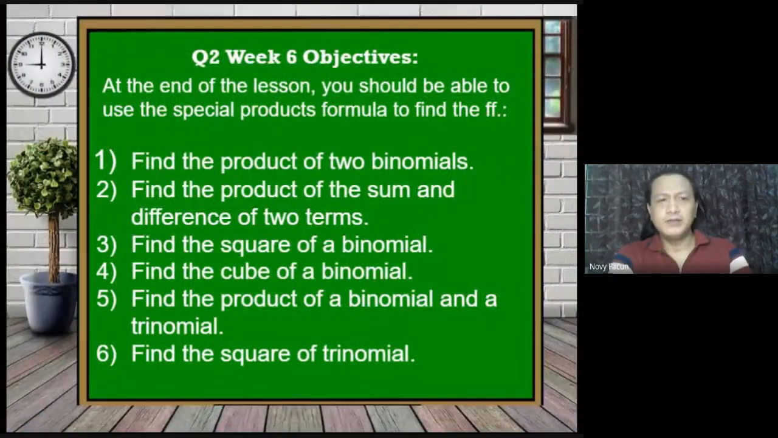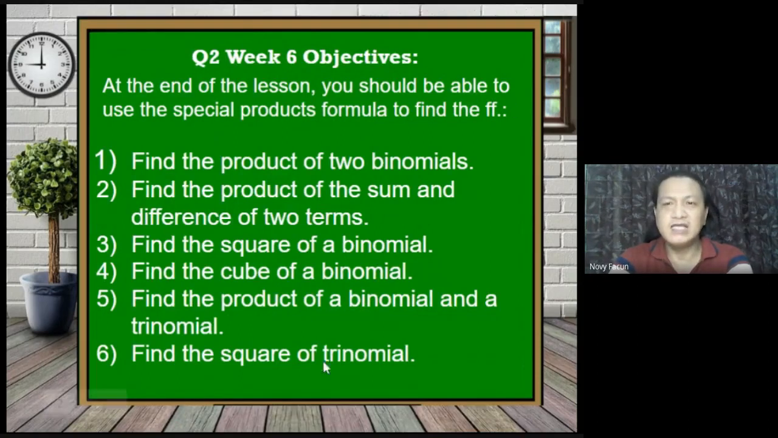So our quarter two, week six objectives. At the end of the lesson, you should be able to use the following special products formula to: number one, find the product of two binomials. Number two, find the product of sum and difference of two terms. Number three, find the square of a binomial. Next, number four, find the cube of a binomial. Number five, find the product of a binomial and a trinomial. And last one, find the square of a trinomial.